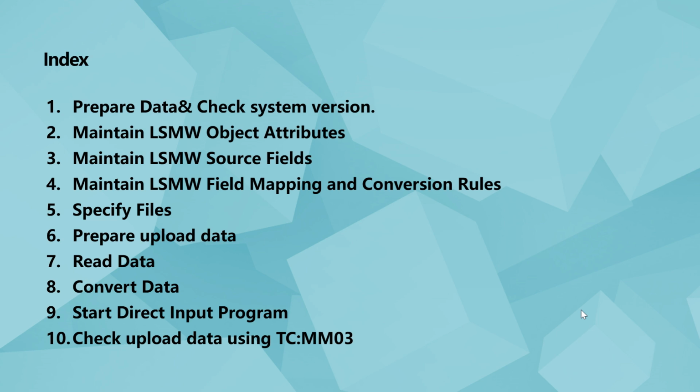Then we need to specify a file and upload the data files. Then use the data source and read the data from the local files. Then we need to convert the data format for the system. And then we need to start the direct input program, run the batch to create or assign material to class. And the last one, we need to check the data using the transaction code WM03.